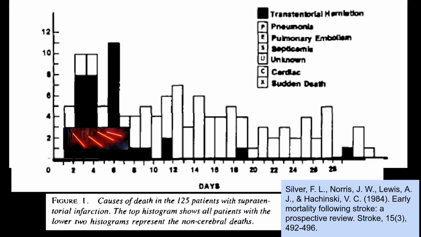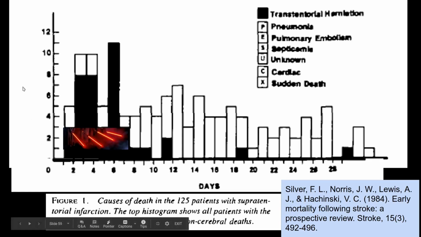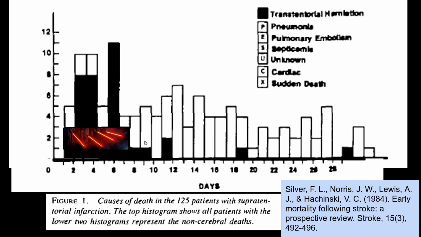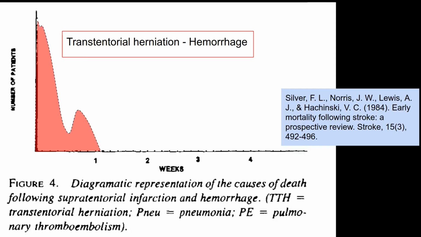So here is a graph of all the possible complications in our stroke patients. So this was a study done in 1984. The complications that may occur within the first week in the stroke patients are usually the transtentorial herniations. Here we see the actual time course, the waves of our anticipated complications. The first wave, as you can see here, for intracerebral hemorrhages is within the first week.